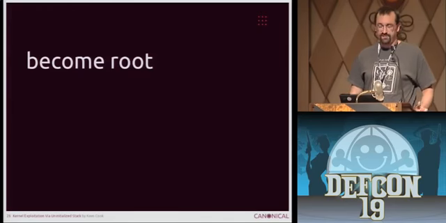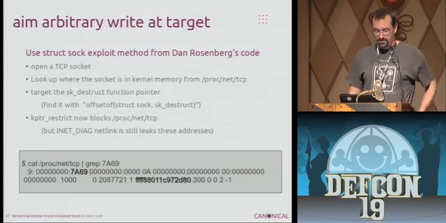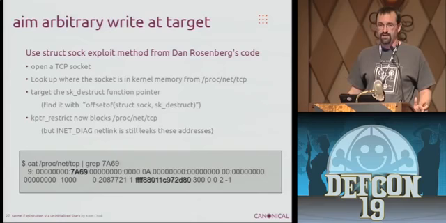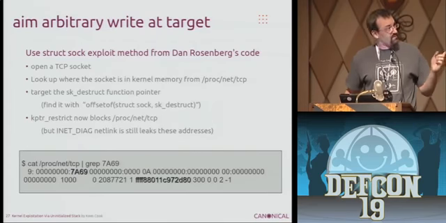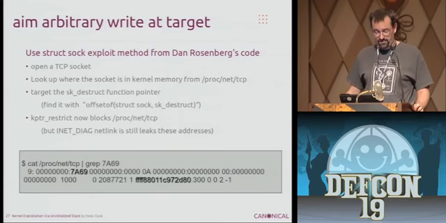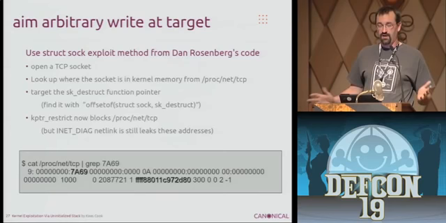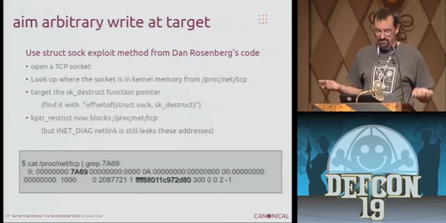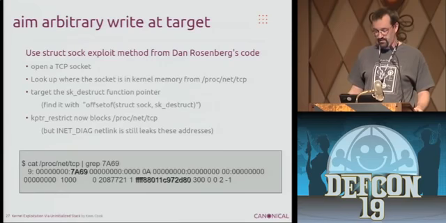But that just gets us an overwrite. How do we actually control it? I used the sock struct exploit from Dan Rosenberg's code recently, and you basically open up a socket and it shows up in procnet TCP. In bold is the first, the port that I'm listening on in hex, and the other bold value is the actual kernel location of the socket that you need to target. So you just ask the kernel nicely for what you want to overflow, or overwrite rather.